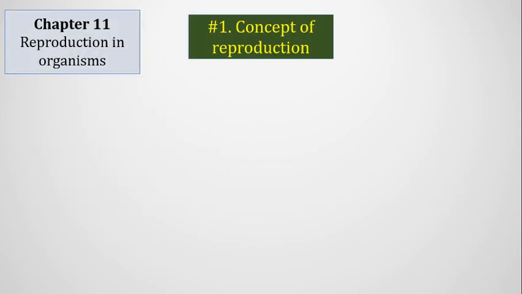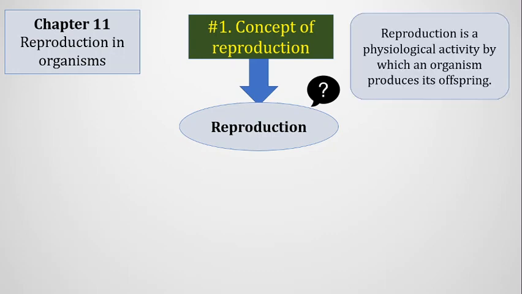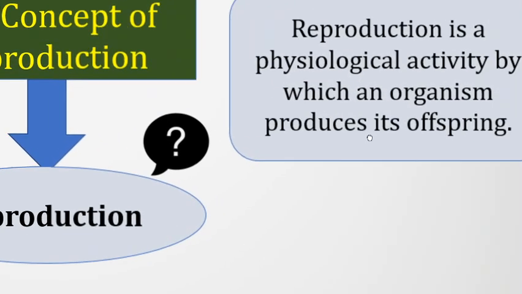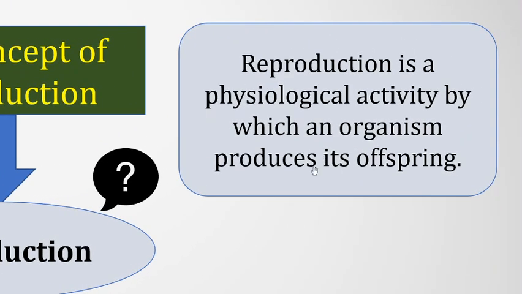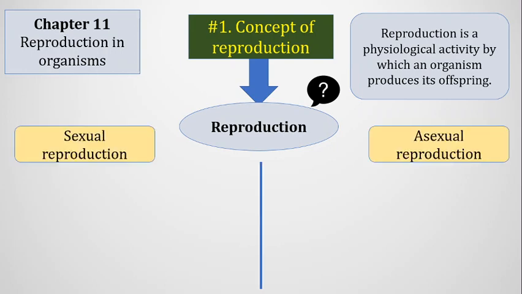So at first, what is called reproduction? We know from our classes, from class 6, that reproduction is a physiological activity by which an organism produces its offspring. Reproduction methods can be of either of two types: one is sexual reproduction and the other is asexual reproduction.